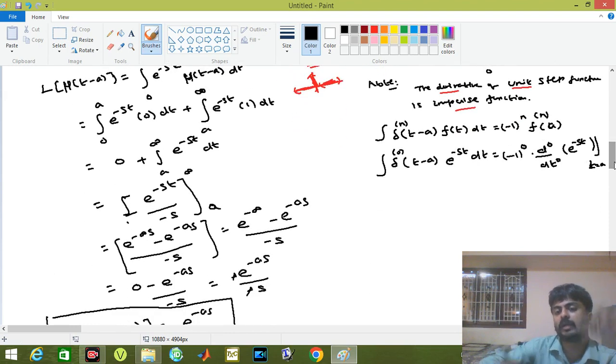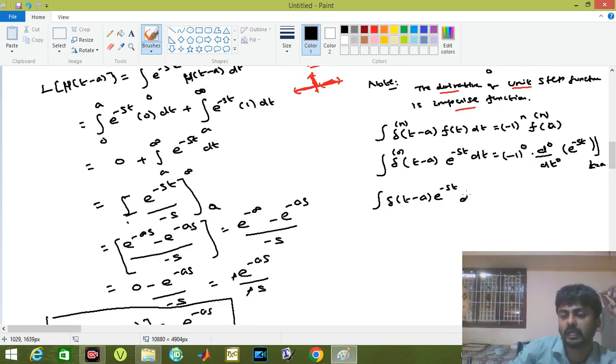So it is the zeroth order derivative, no? So our integral of delta of t minus a, e power minus st dt, will become minus 1 power 0, and whatever power 0 is, it becomes 1. So you will get 1 into the zeroth order. We are not going to differentiate it. Simply we are going to put t equal to a. So it is e power minus sa. So for any integral this value is true.